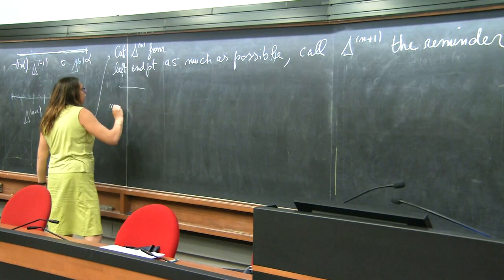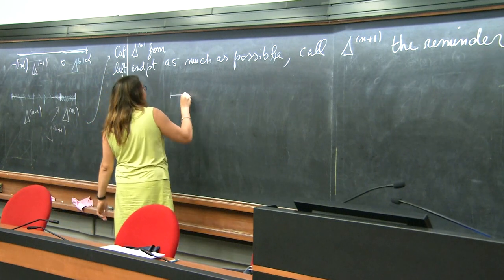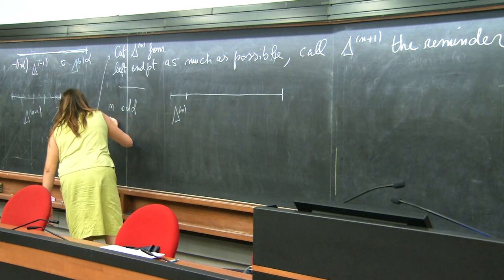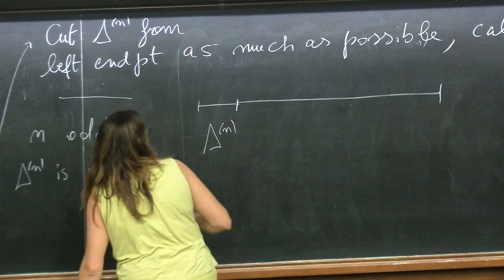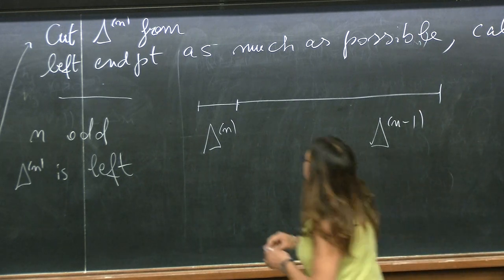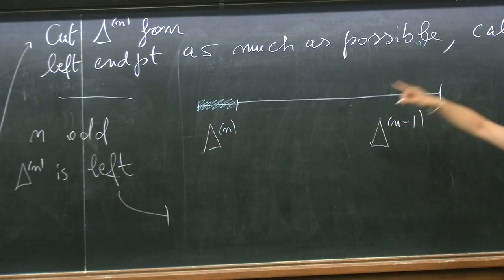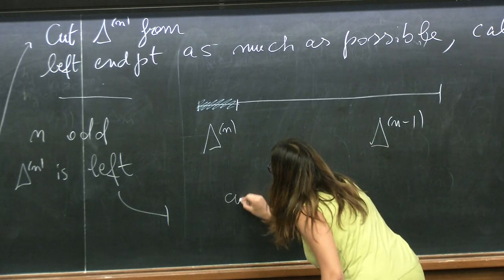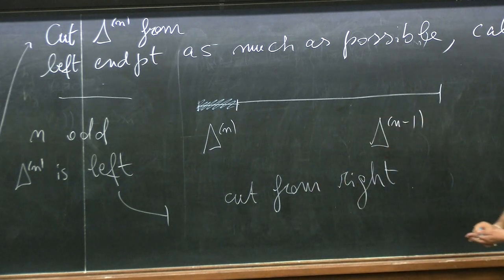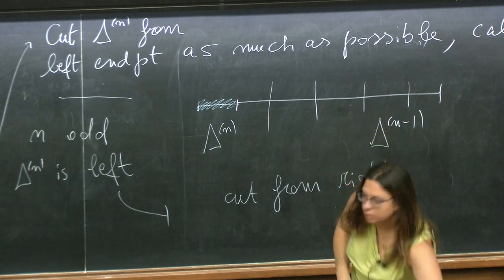And if n is odd, the same, but the picture is flipped. If n is odd, delta n is to the left. So delta n is left, and I need to cut it from the right. So cut from right, and the same. Maybe this is already the remainder.